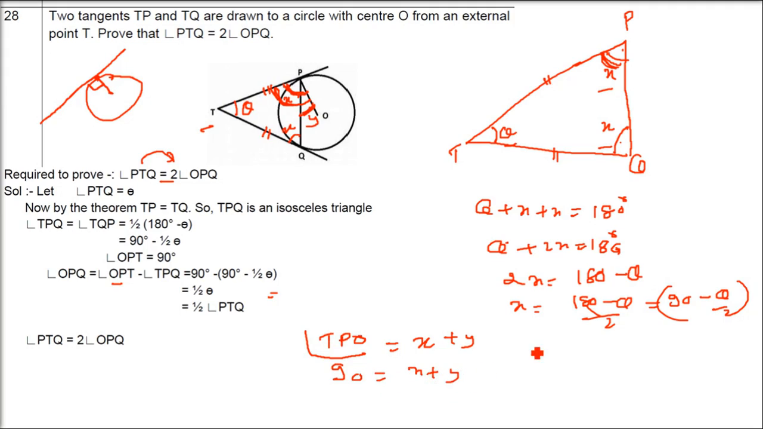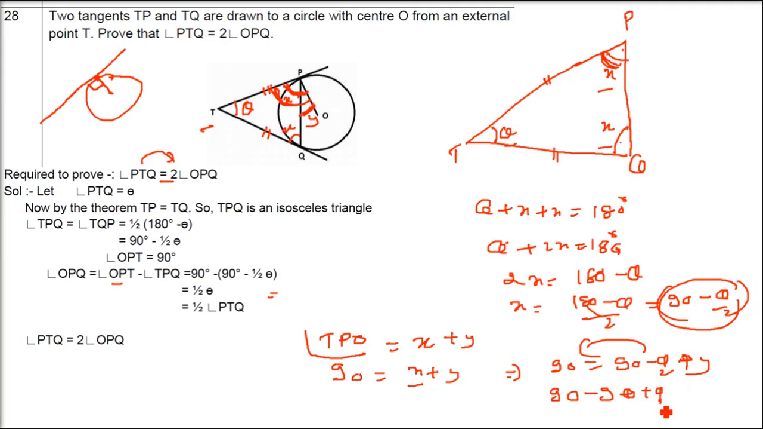So 90 is x plus y. But x is already known to us: 90 minus theta by 2. So 90 equals 90 minus theta by 2, plus y. It's not equals, it's plus y. So y equals 90 minus 90 plus theta by 2. The 90 gets cancelled. Y equals theta by 2.